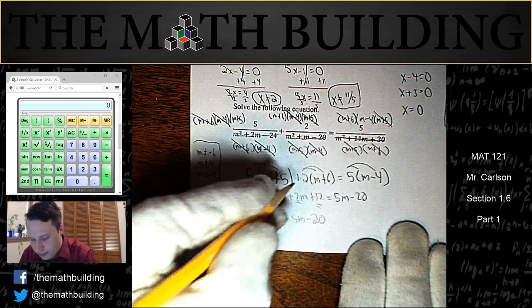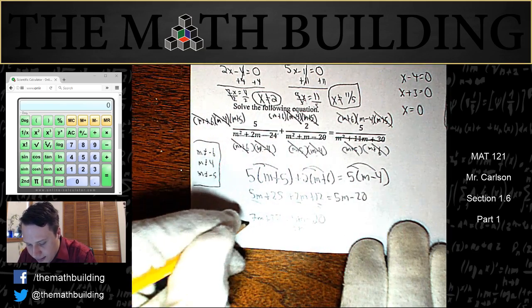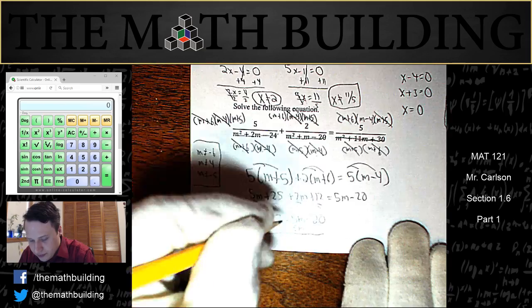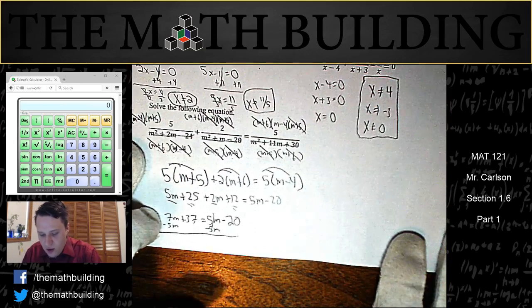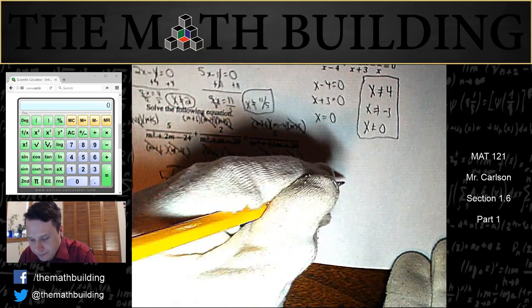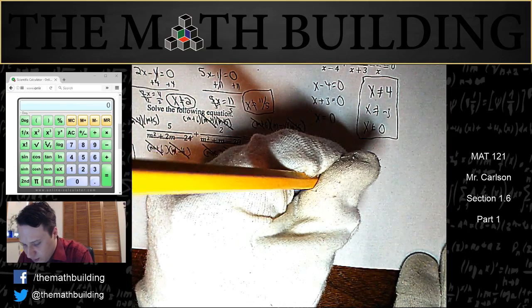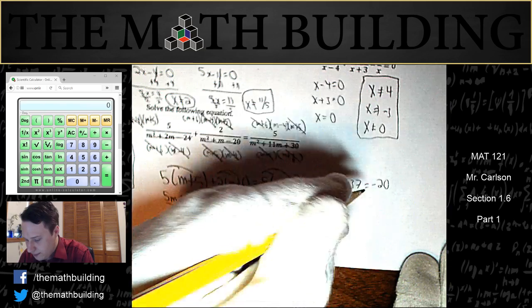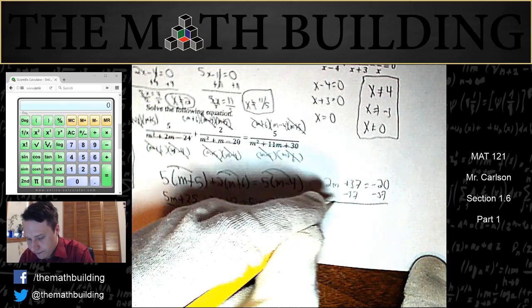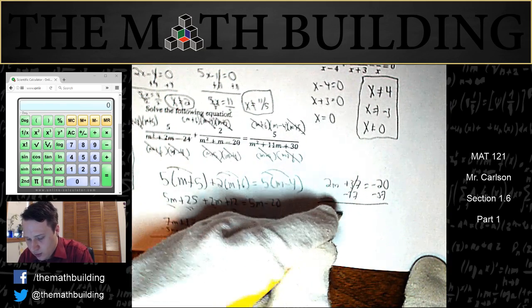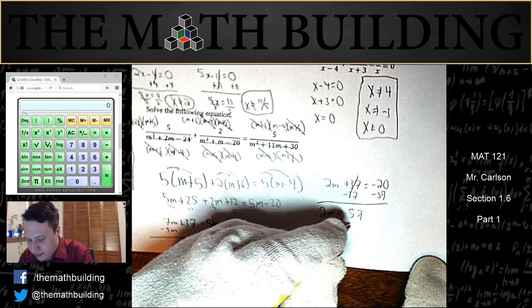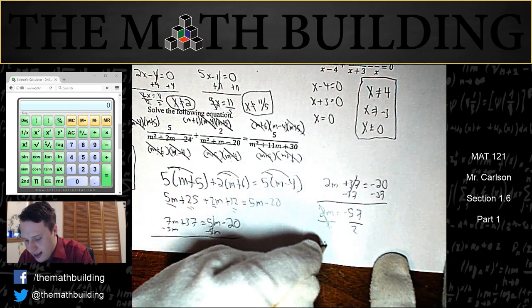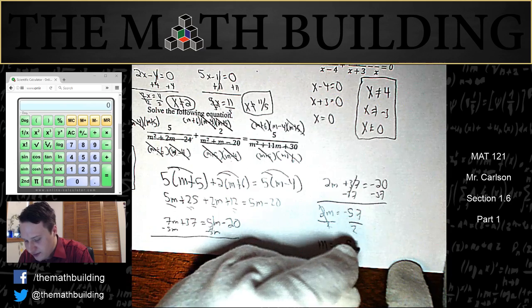Anyway, let's just finish it up. Minus 5m, minus 5m. So I get 2m plus 37 equals negative 20. Minus 37. 2m equals negative 57, and then divide by 2, divide by 2. m equals negative 57 over 2.